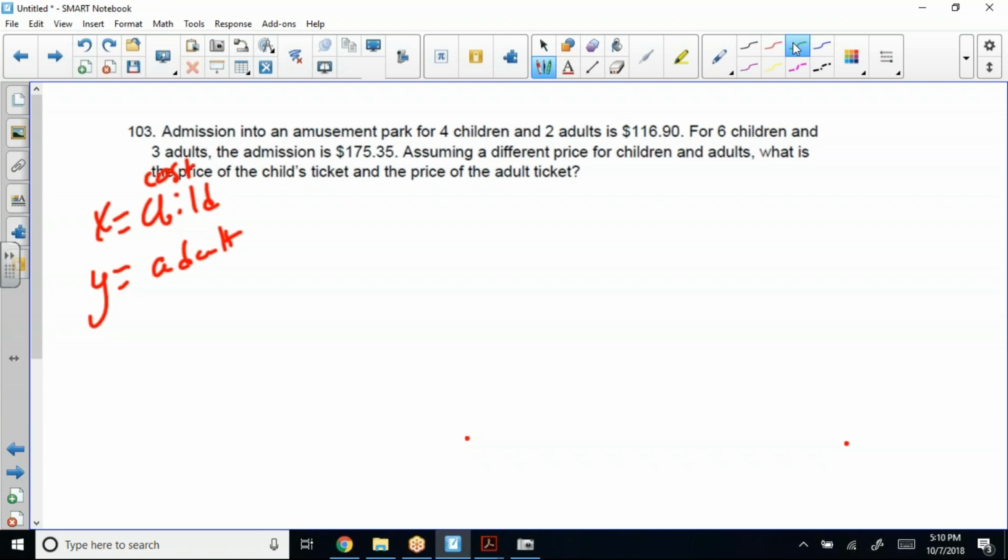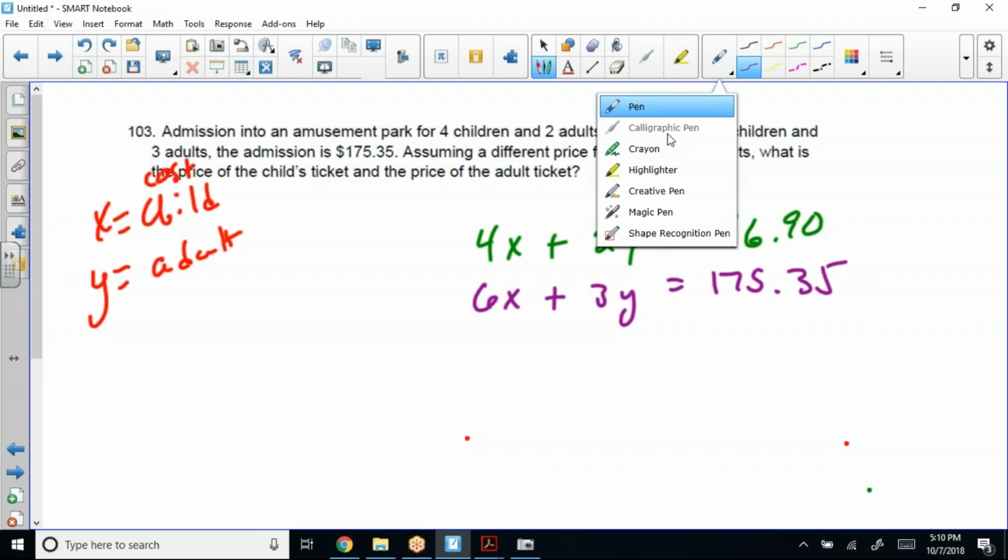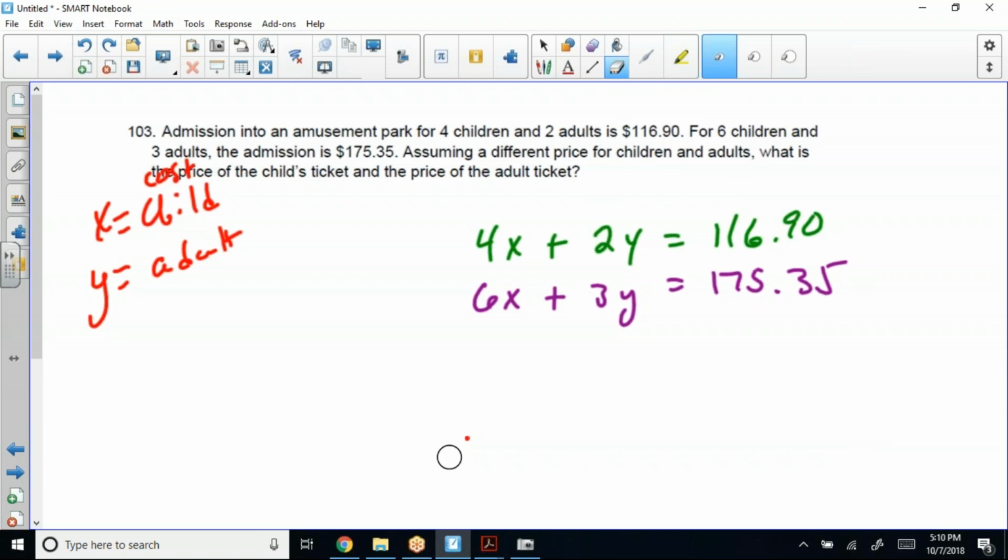So let's look at this. They tell us that 4 kids plus 2 adults is equal to $116.90. And then they turn around and give us the same thing but another scenario. It's a little bit different in totals and values, and this is the other format that they'll ask as far as problems for systems.